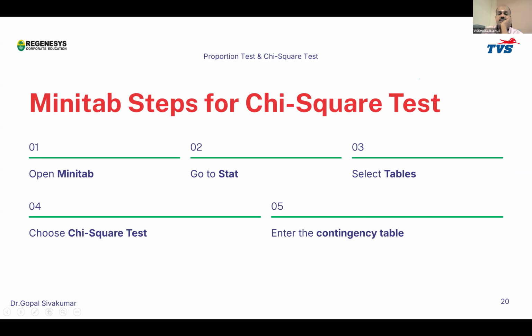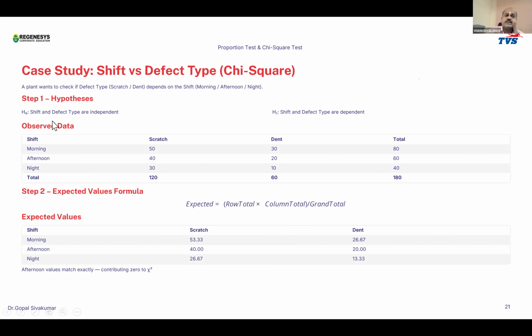So now in Minitab, all these steps will be performed automatically. You can go to Minitab, you can go to Stat, you can select the table and you can choose the chi-square test and you can enter the contingency table. And then if you click OK, the result will be out. Then you just have to look at p-value and make a decision. But before doing that, let's understand what actually happens inside. Some manual steps, let's understand.